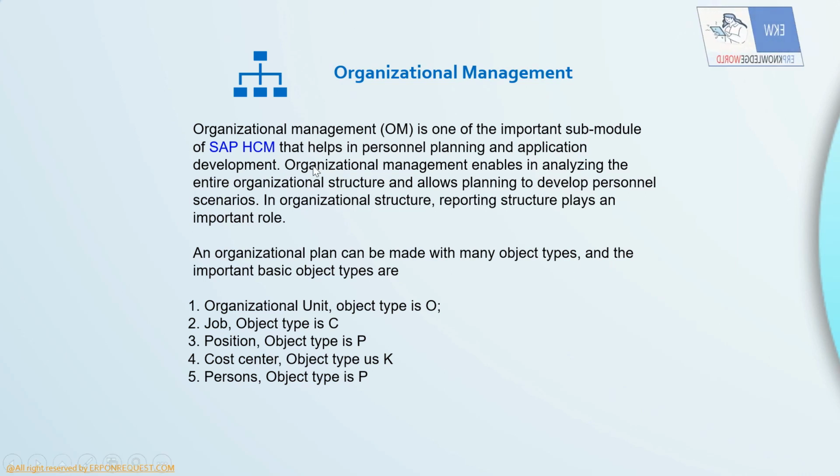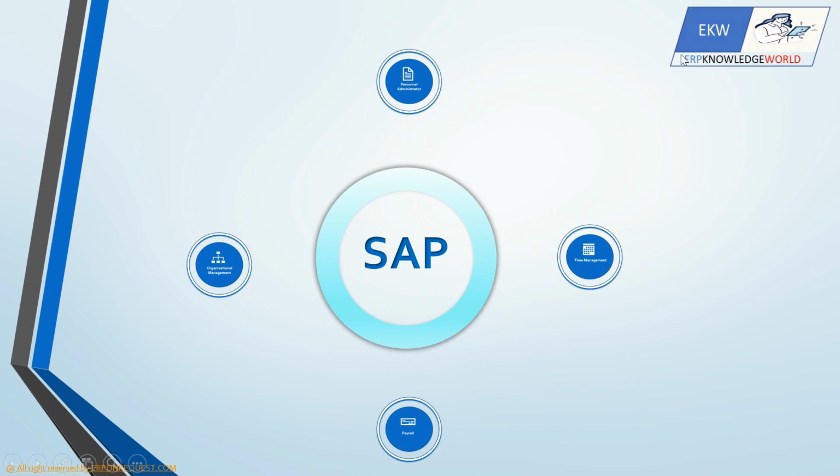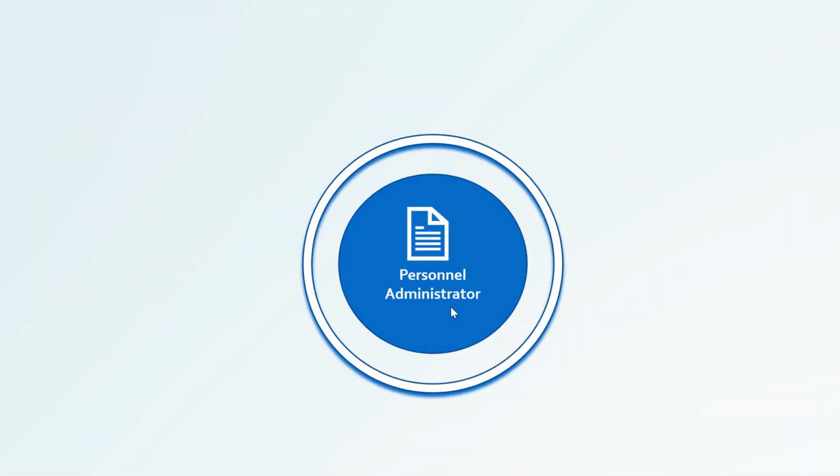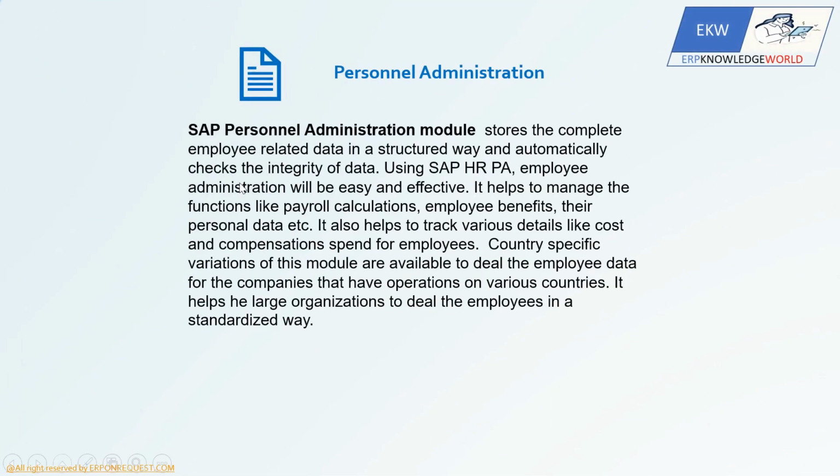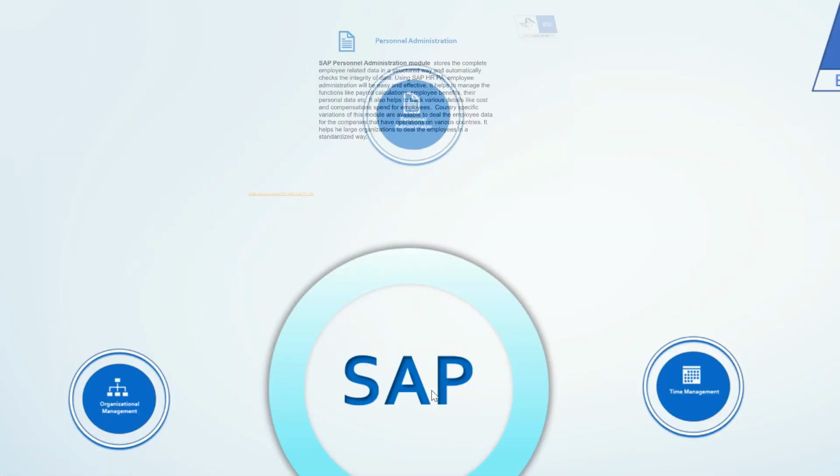If we are talking about defining the structure, we have organizational objects, like organizational unit, job, position, and cost center. We will go into this part later on. And in personnel administration, this stores the complete employee related data, like their bank details, their personal data, their country specific data.